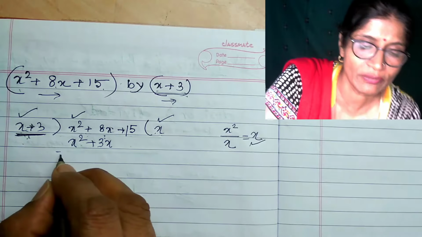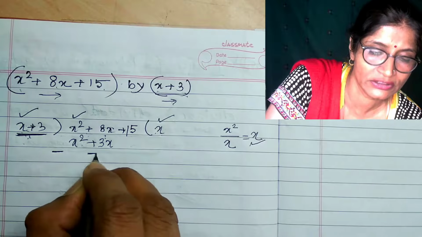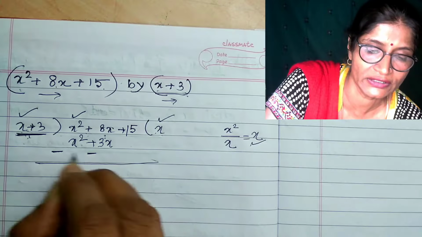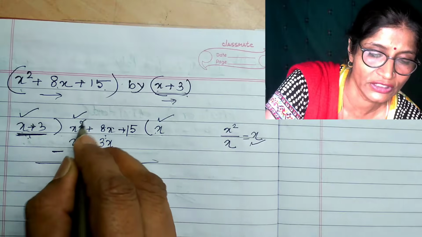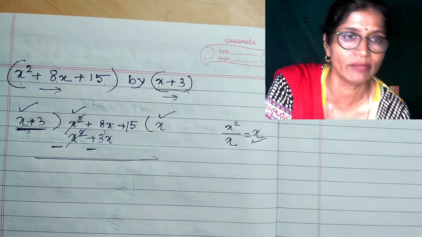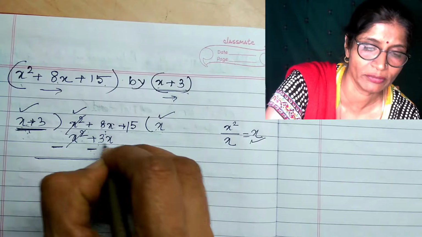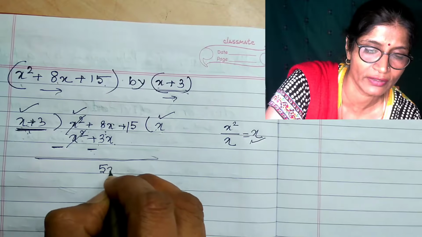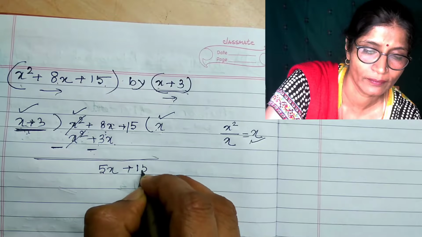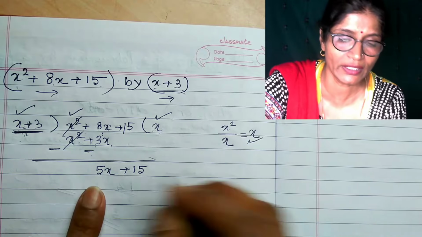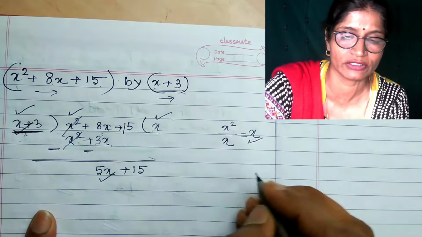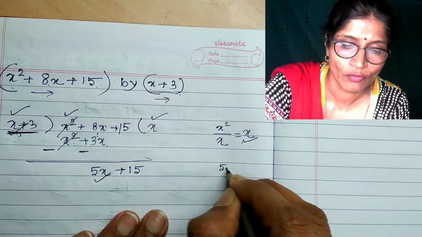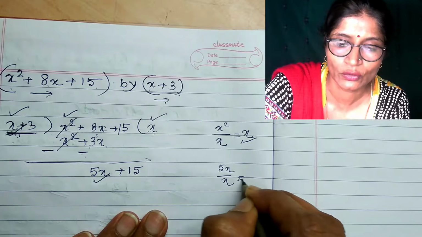In division what we do? Subtraction. In subtraction the sign of this will change. So x square minus x square is cancelled. Here 8x minus 3x, so this is 5x plus 15. Next, again the first term will be divided by the first term. See what is the quotient? 5x divided by x. Quotient is 5.